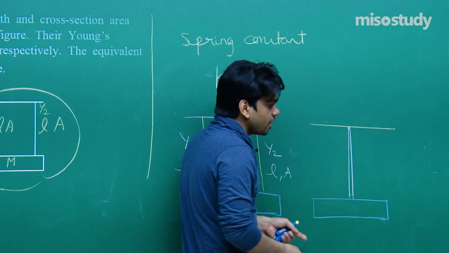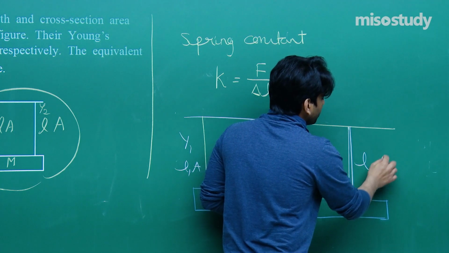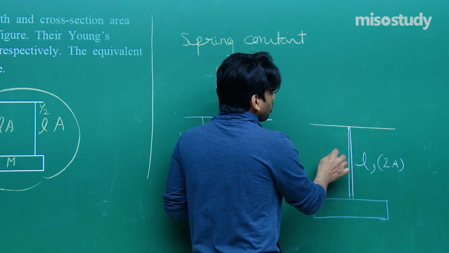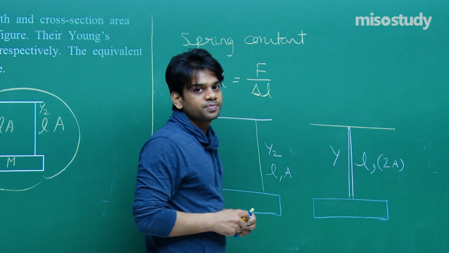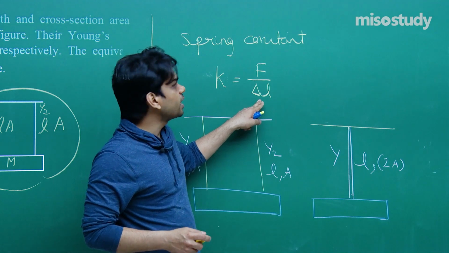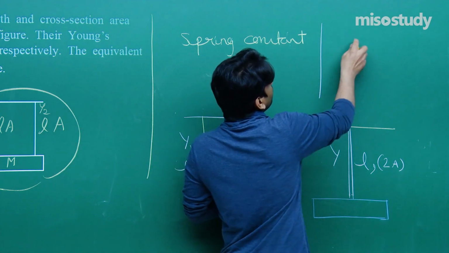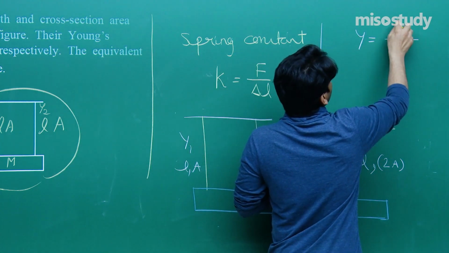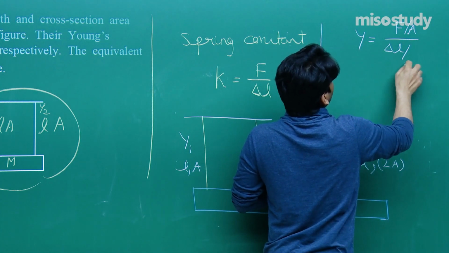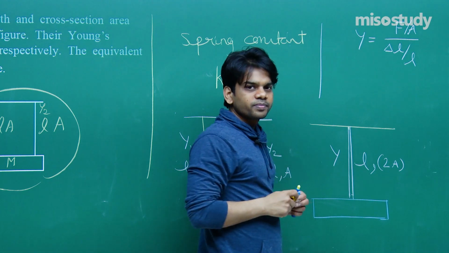This will have the same length L, but the area will now be 2A. We need to identify the Young's modulus. Let's say Y is the Young's modulus. Now see here, K is F upon delta L. We know that Y is equal to F divided by A delta L by L. This is what we know.